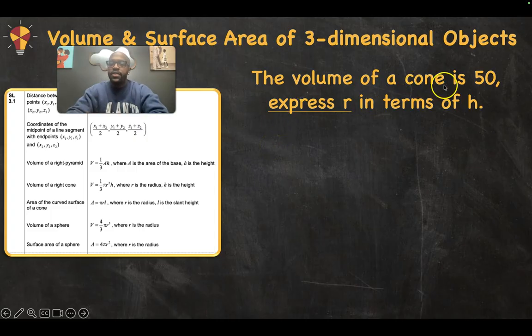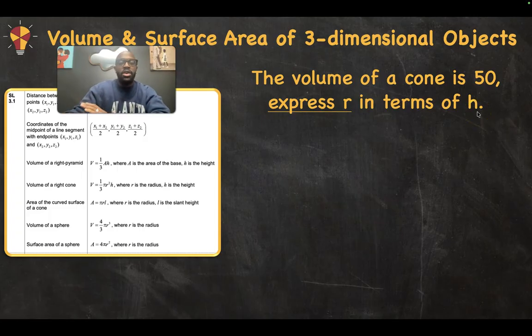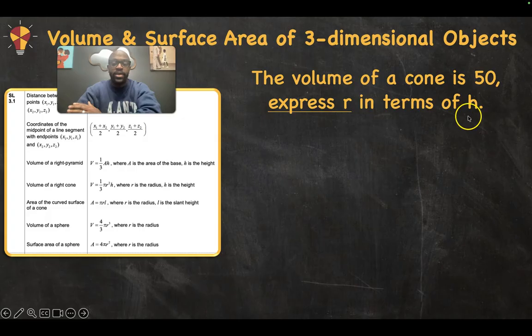The volume of a cone is 50. Express r in terms of h. Express r means you're looking for r. It should be r equals. And in terms of h, that means it should be r equals, and the only variable on that other side should be h, because it says in terms of h.